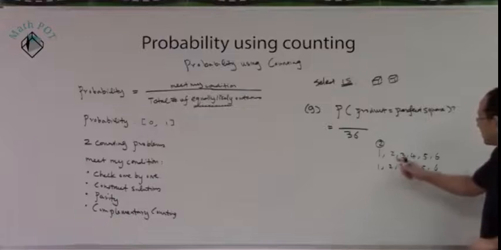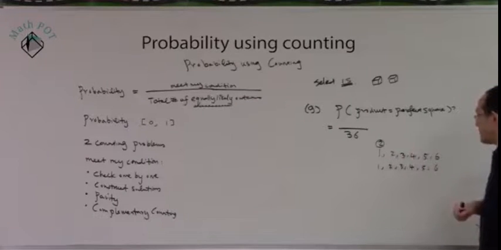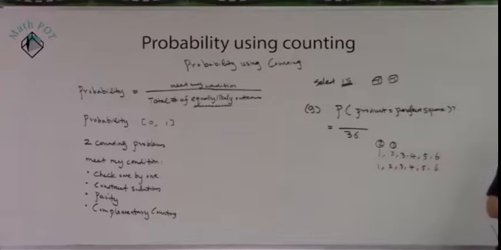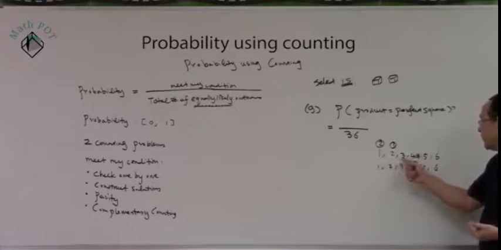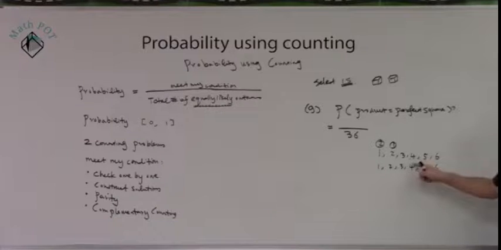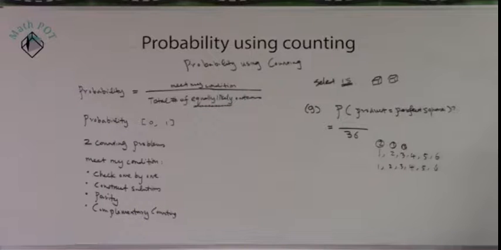So how about 2? Of course, 2 times 1 is 2, which is not a perfect square. 2 times 2 is a perfect square. 6 is not, 8 is not, 10 is not, 12 is not. That means we have only 1 favorable condition if the first number is 2. How about 3? Of course, 3 times 1 definitely doesn't work. 3 times 2 is 6, no. 3 times 3 is 9, definitely works. 12, no. 15, no. 18, no. That means we have only 1 if the first number is 3.